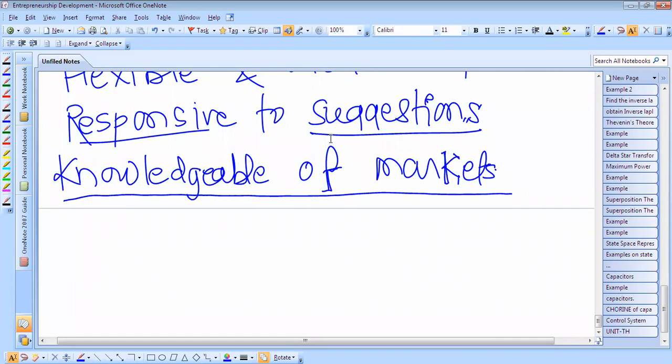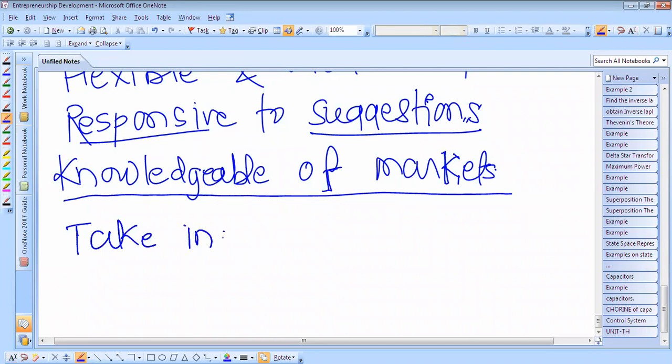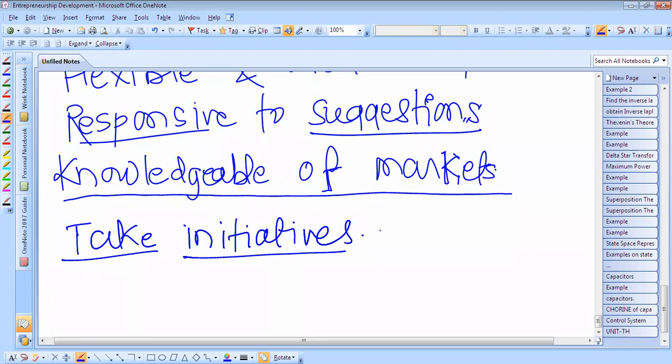What do the people of Jalgaon want? What do the people of Khandesh want? So entrepreneurs always have knowledge of the market. What is the requirement of the customer? Accordingly, they take the initiative, and are able to get along well with others.